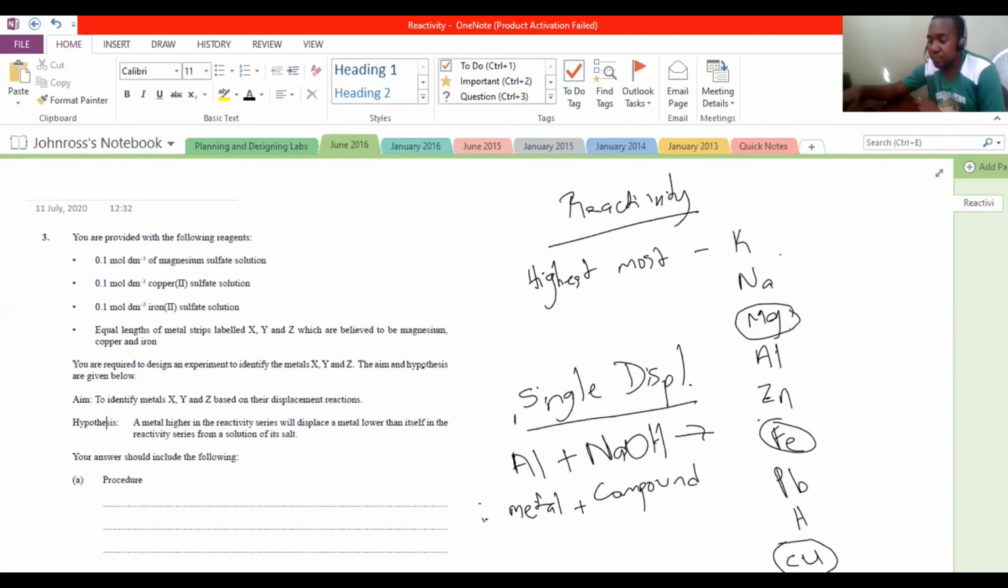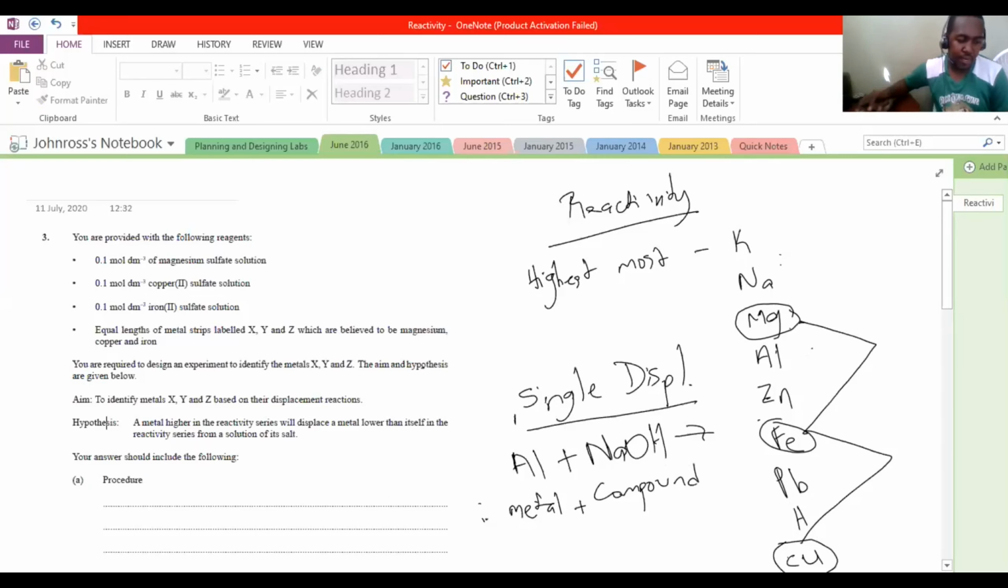All right, so let's look now at the metals that this experiment is focusing on. It's focusing on magnesium, iron, and copper. We see that magnesium is the highest in the reactivity series, so it will displace iron and copper. And then we see that iron will only displace which metal? Lead, hydrogen, copper, silver. Well, based on the three that we're looking at, copper. So it will only displace copper and it will not displace magnesium.